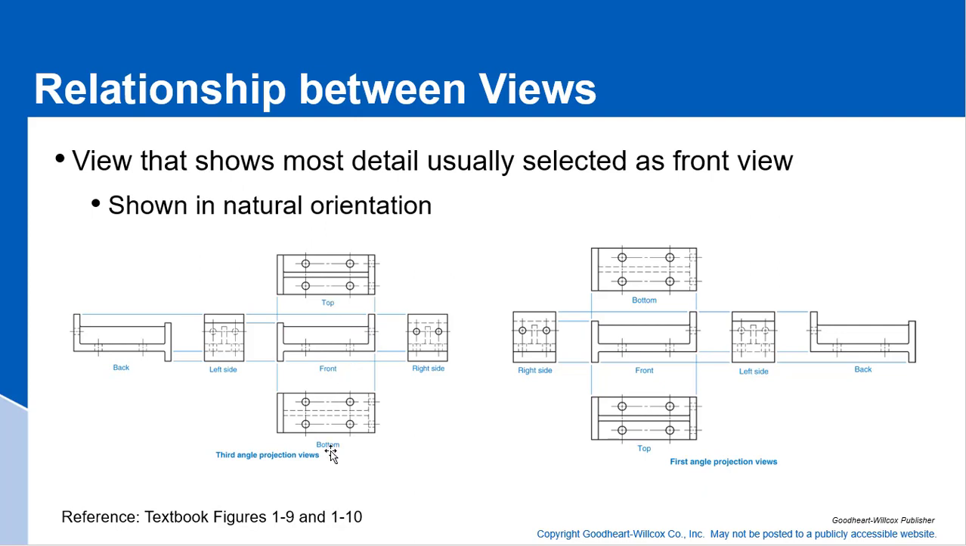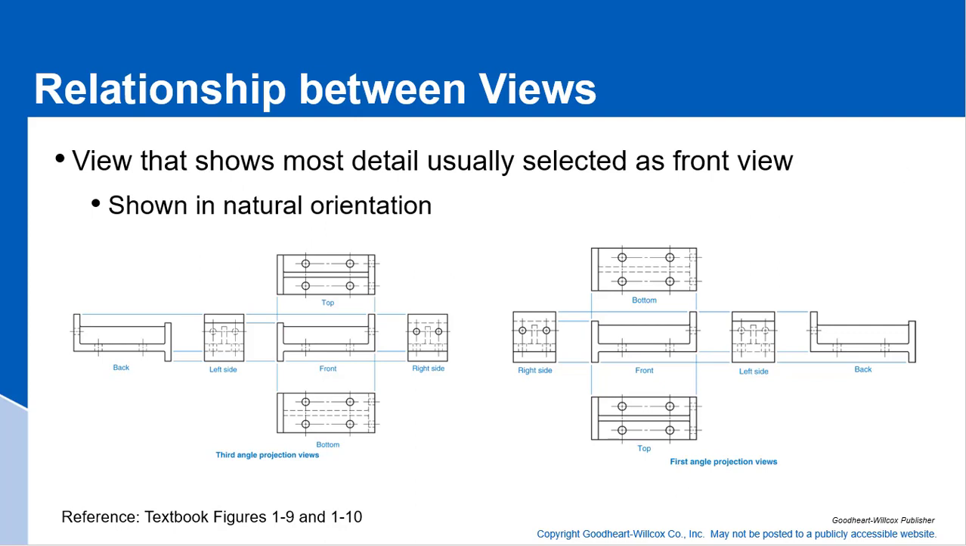First angle projection is actually backwards to how that's done. The right side view is shown on the left side of the part, and the left side view is shown on the right side of the part. So this right side view is actually looking at the part from this side here. That's first angle versus third angle projection.